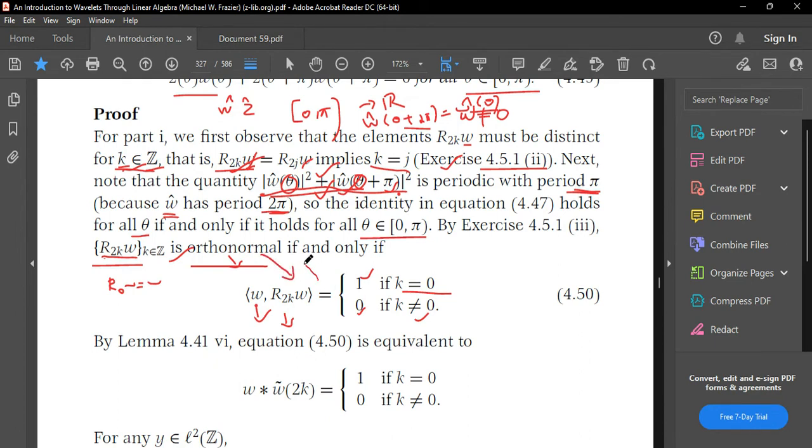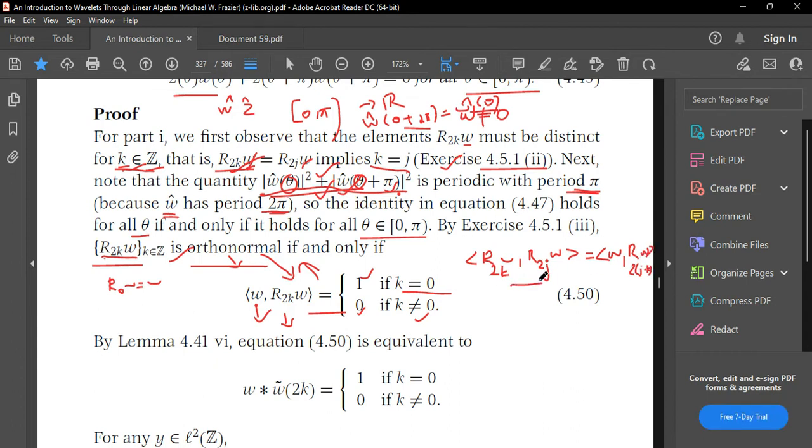So now we will take the reverse order. If this is true, then you compute the inner product of R_{2k} w and R_{2j} w, which is equal to the inner product of w and R_{2(j-k)} w.